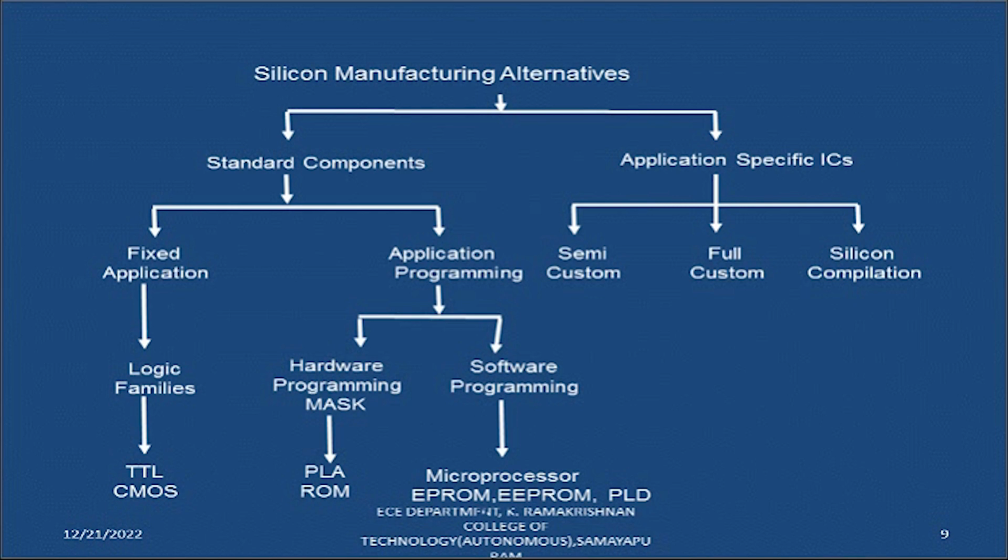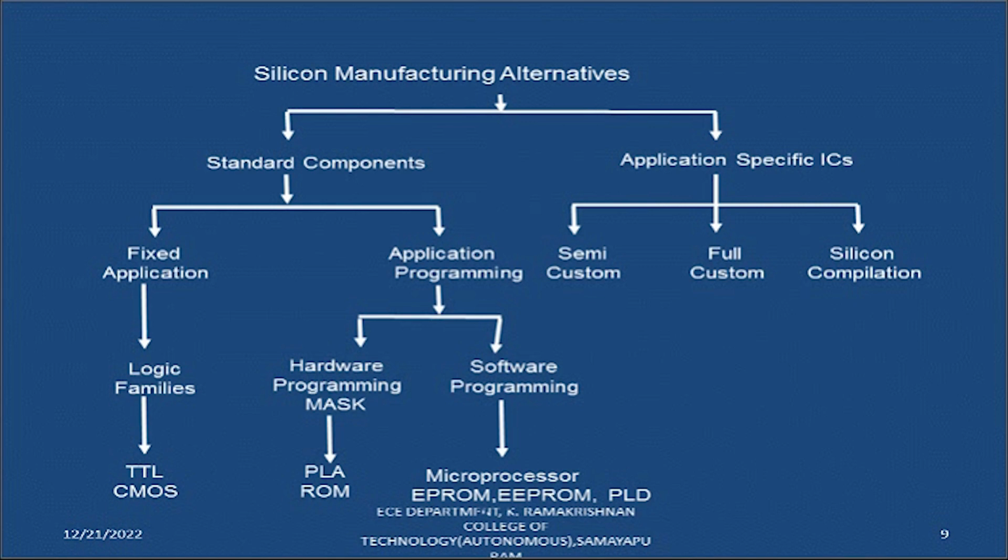And if it is an application programming, there we can have two kinds of programming. One is based on the hardware programming mask, and the second is based on the software programming mask. If it is a hardware programming mask, the masking is done by means of an external memory unit. Here we use PLAs, that is programmable logic arrays, and ROMs, read only memories. And if we need to do software programming, we use a microprocessor, electrically erasable programmable memories, electrically programmable read only memories, and PLDs, that is programmable logic devices.